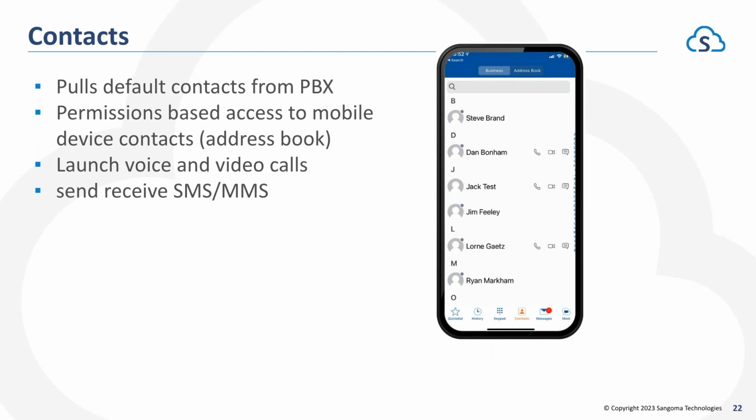Contacts, these are going to pull directly from the PBX. If you look at the capture of the mobile phone there, it may be difficult to see, but at the top you can see that there's a business book and an address book. So this will have your business contacts that are pulled from Contact Manager, as well as your native address book from your personal contact list on your device here.